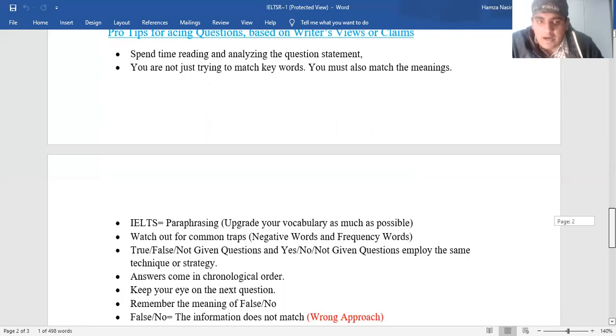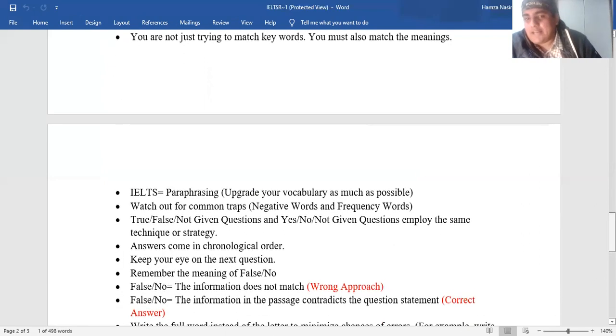Number 3, IELTS, like I said before, is all about paraphrasing. Upgrade your vocabulary as much as possible. Watch out for common traps, negative words, frequency words. True, false, not given questions, and yes, no, not given questions employ the same strategy. That is, first you look at the question statement, understand that, then you analyze the information in the reading passage, and then you decide whether or not the information is in the passage and which answer to go for, depending on whether it is type 1 or type 2.